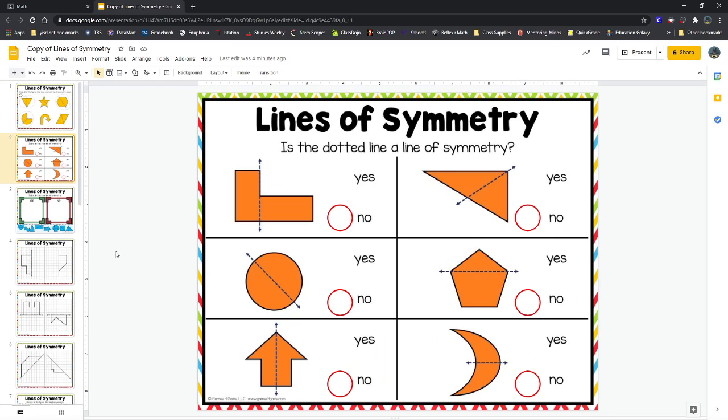Okay. We go to the next slide. It's got some other shapes for us. And all we have to do is take the circle and put it over yes or no. Is the dotted line a line of symmetry? If you think it is, put it on yes. If you think it's not, put it on no. And I'll wait a little bit. I want you to answer these 6 questions and then we'll look at them together.